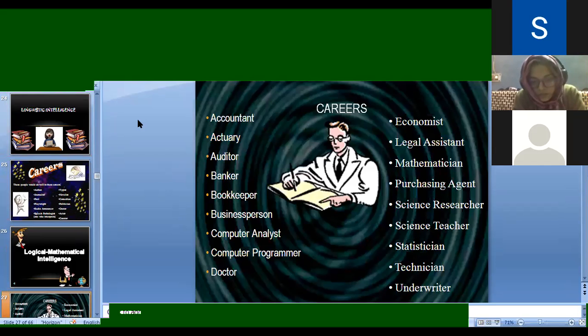Here, careers like accountant, actuary, auditor, banker, bookkeepers, business persons, computer analysis, computer programmers, doctors, economists, legal assistant, mathematicians, purchasing agents, science research, science teachers, statisticians, technicians, and underwriters. They all will be doing better if they have this logical, mathematical, reasoning ability.